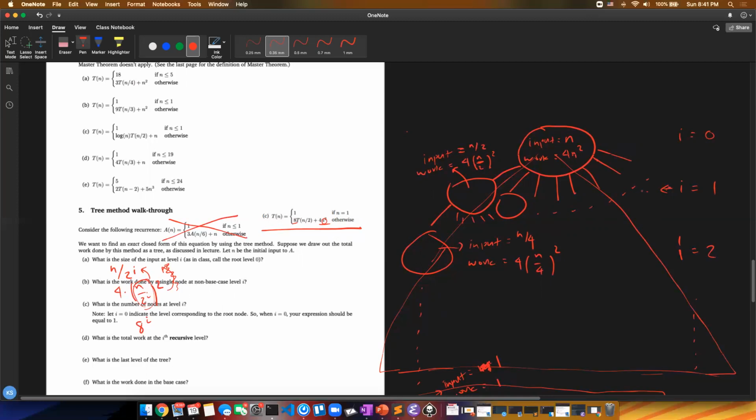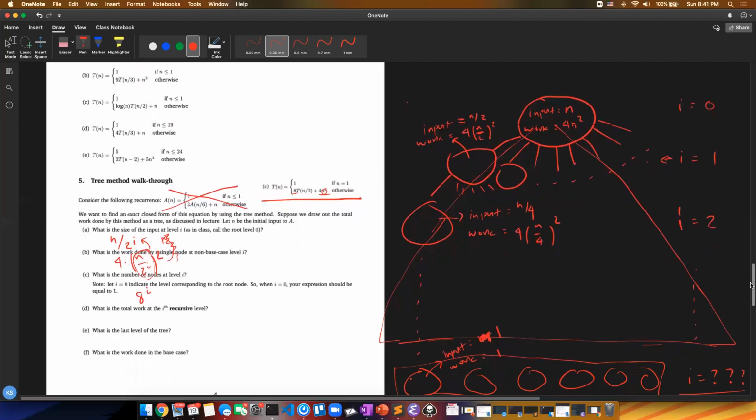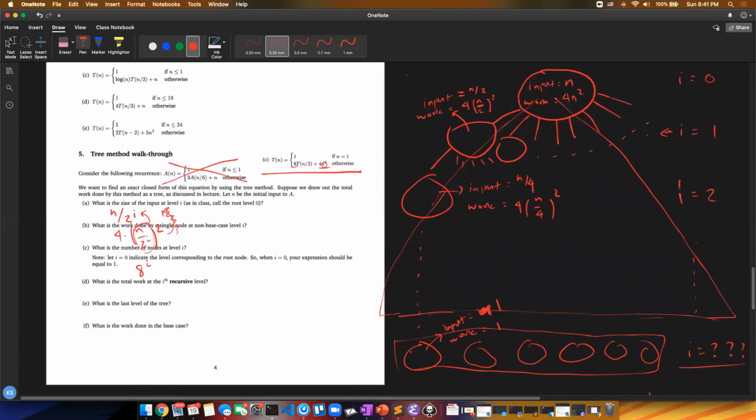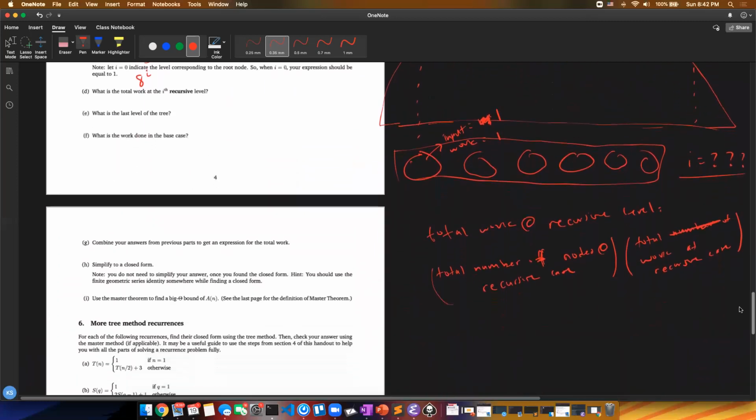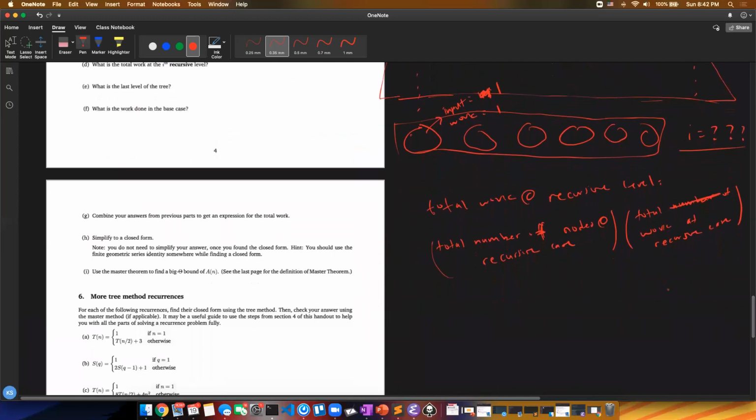So I'm adding up all the work done at this basically recursive case. And that's sort of like the summation of all those nodes. We know that could also be converted into the total number of nodes at the recursive case times the work done at the recursive case, right?